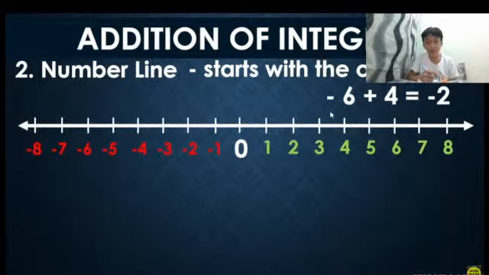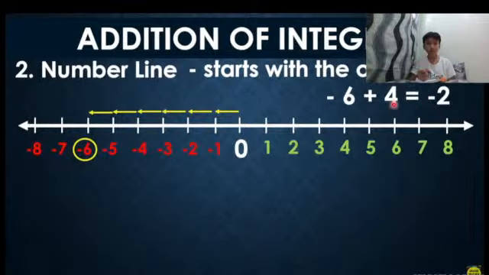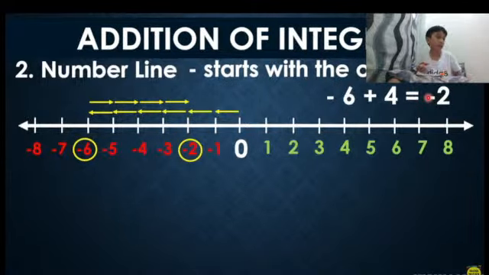So, negative 6, this is negative 6, so that means going to the left. Again, starts with 0. Sa 0 tayo mag-umpisa. So, 1, 2, 3, 4, 5, 6. Okay, nag-end siya sa negative 6. Now, plus 4, positive 4, so going to the right. So, babalik siya. 1, 2, 3, 4. Saan siya nag-end? Sa negative 2, okay? So, pareho sila ng sagot. Ibig sabihin, kahit colored counters o number line na gamitin mo, you can still come up with the same answer. Let's have another example.